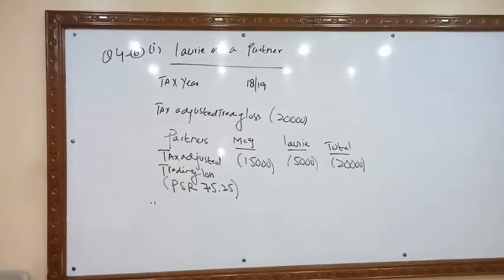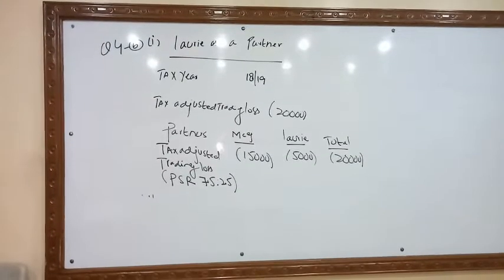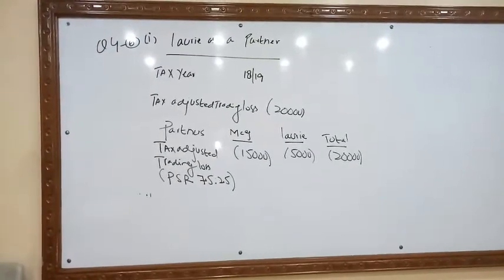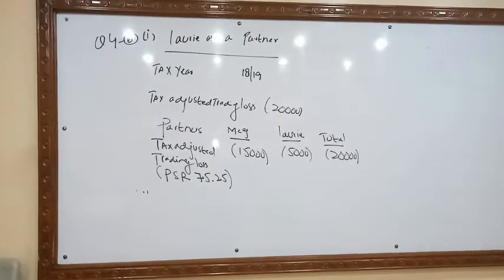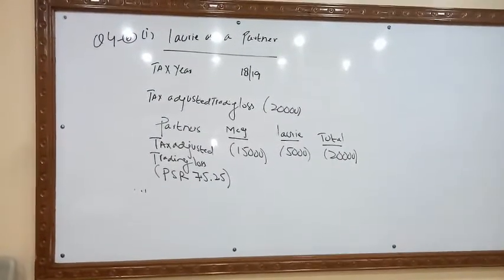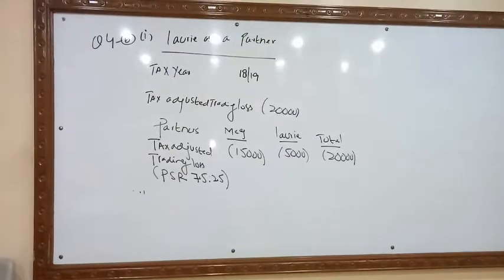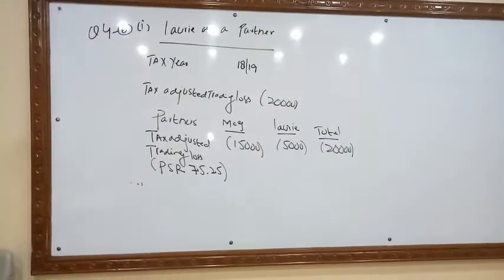This is when Lori is a partner. You can see the answer. This is the PSR, 75:25 profit sharing ratio, and the same ratio will be applied on the loss. I hope it will help you.